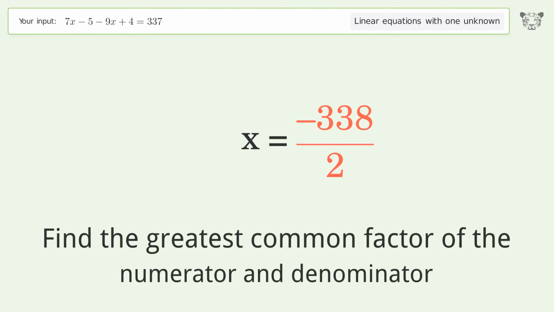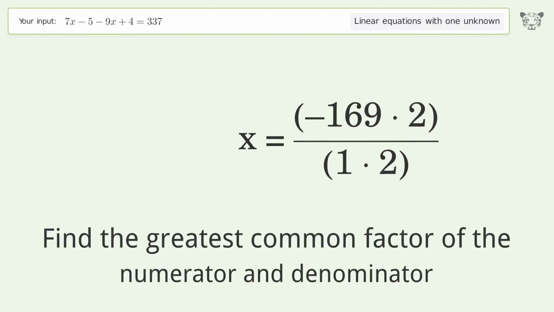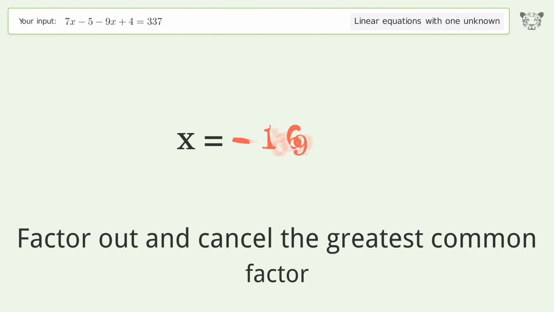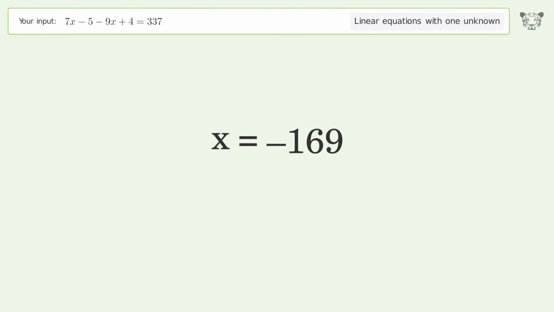Find the greatest common factor of the numerator and denominator. Factor out and cancel the greatest common factor. And so the final result is x equals -169.